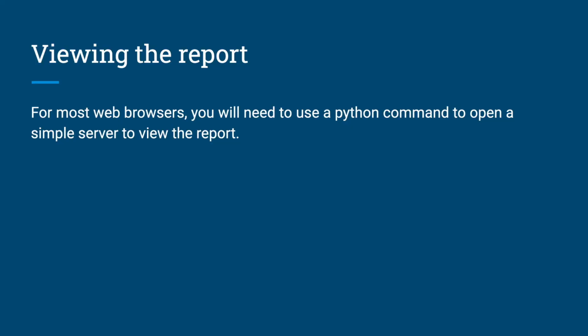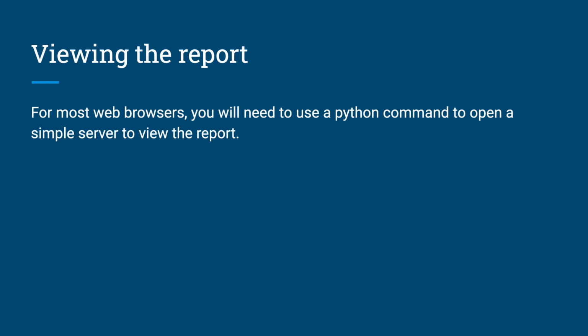Once you've decompressed the tar.gz file, you can view the report. On old browsers, you can just double-click on the HTML file to view the report. However, in most newer browsers, you will need to use a Python command to open a simple server to open the report.